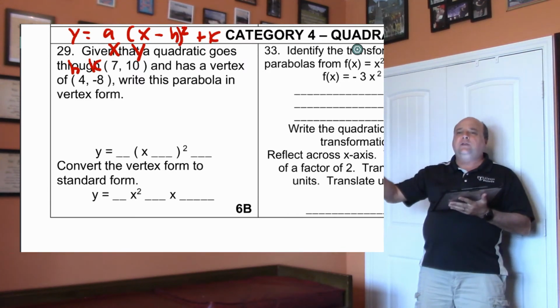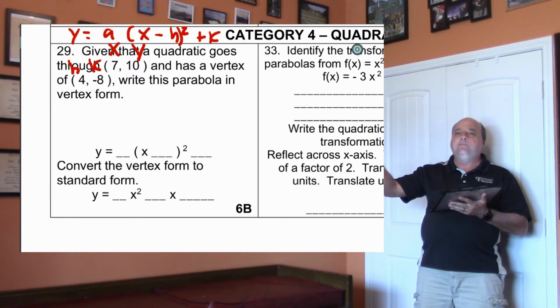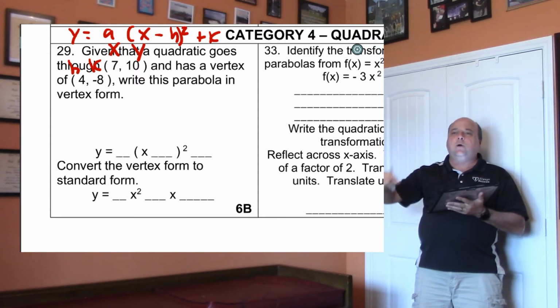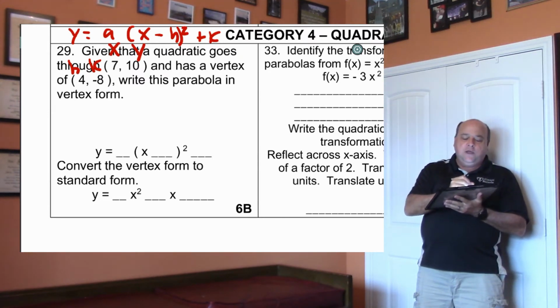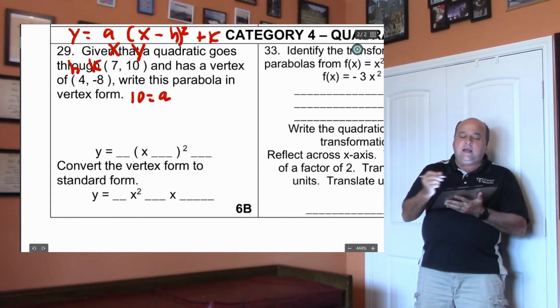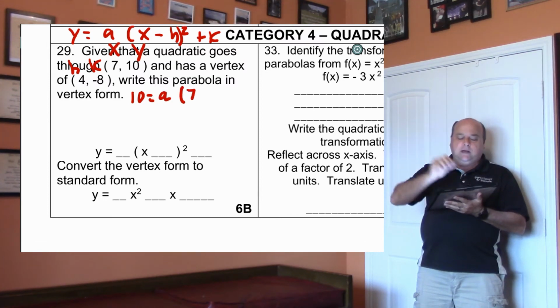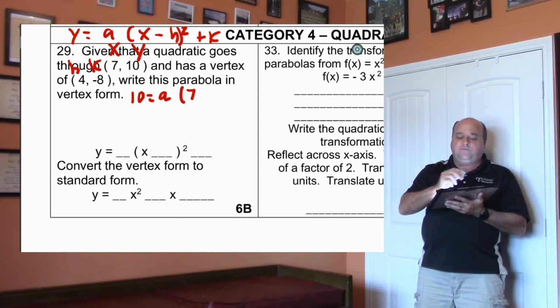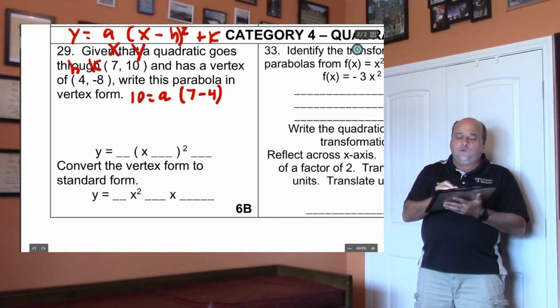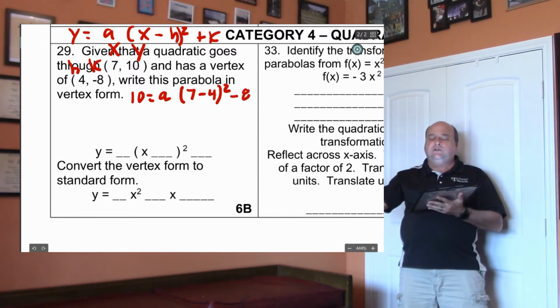I know all of these letters, but I don't know a. So I'm going to plug them into the equation and I'm going to solve for a. So my y is 10 equals, I do not know what a is, parentheses, my x is 7, and then the h is going to flip. The h is 4, but when I put the 4 in the equation, it's going to be minus 4 squared, and then plus a negative 8, I'm just going to put minus 8.